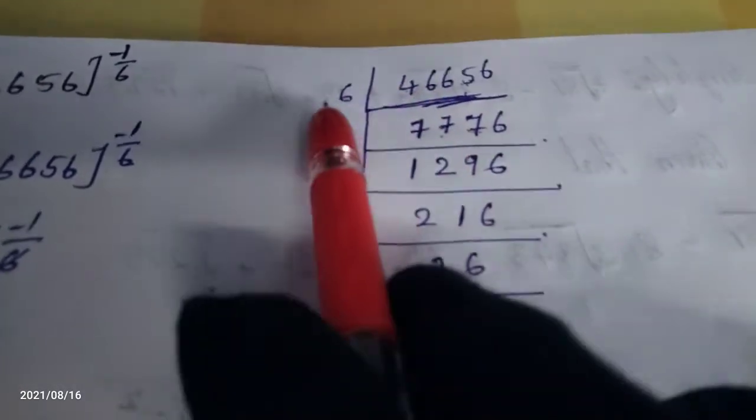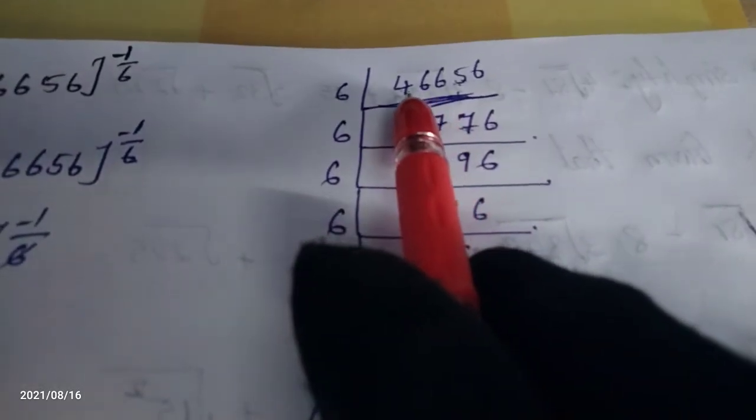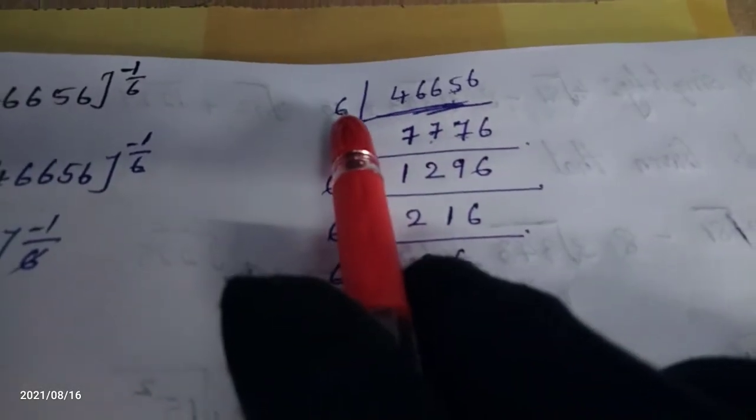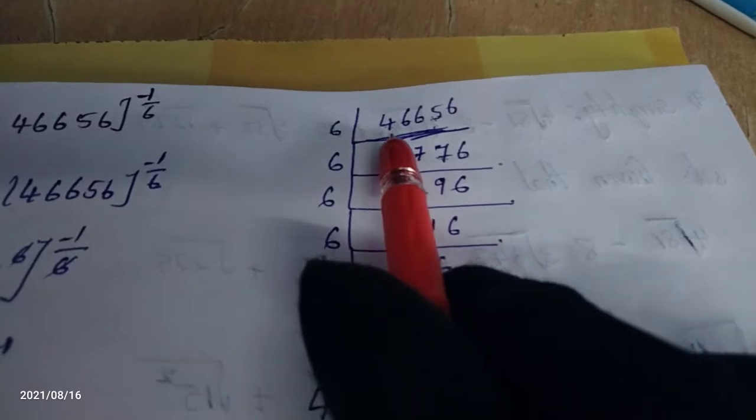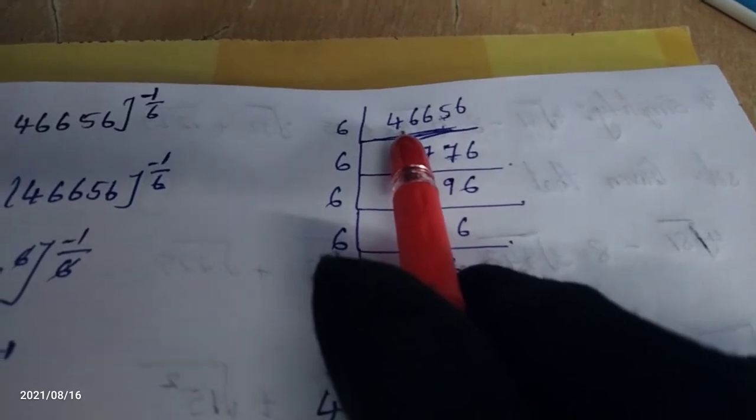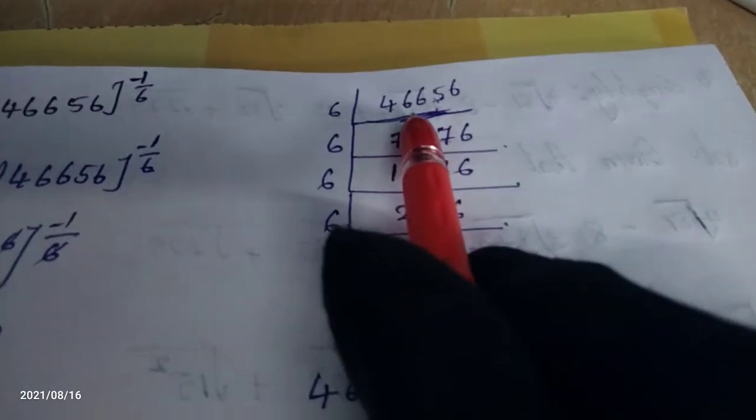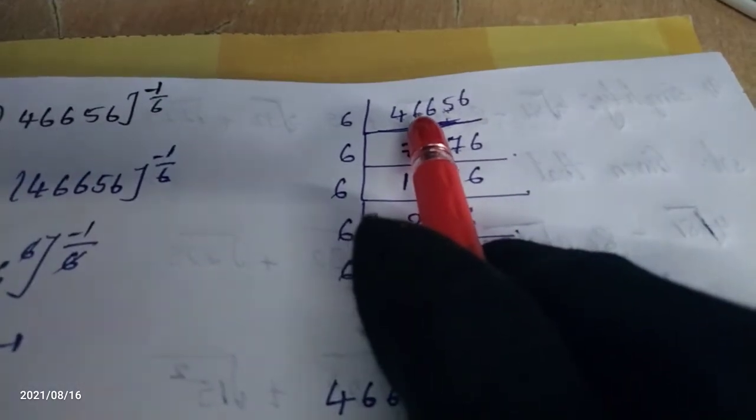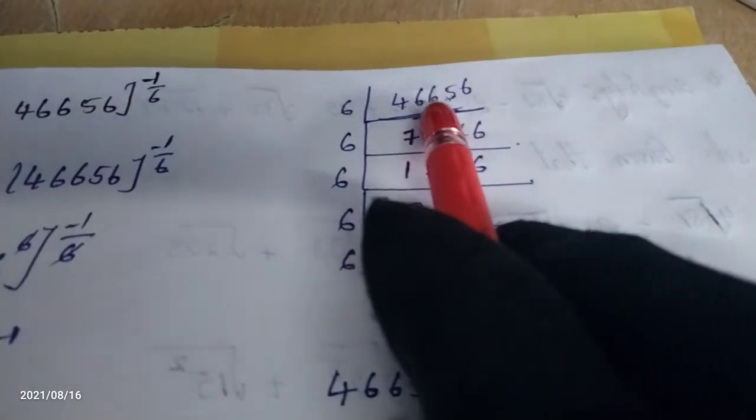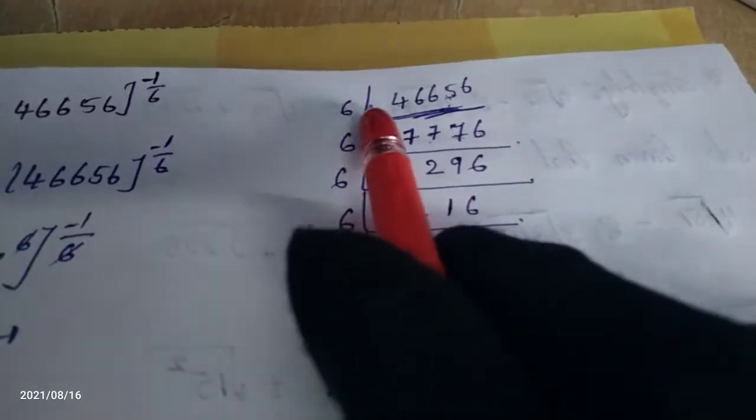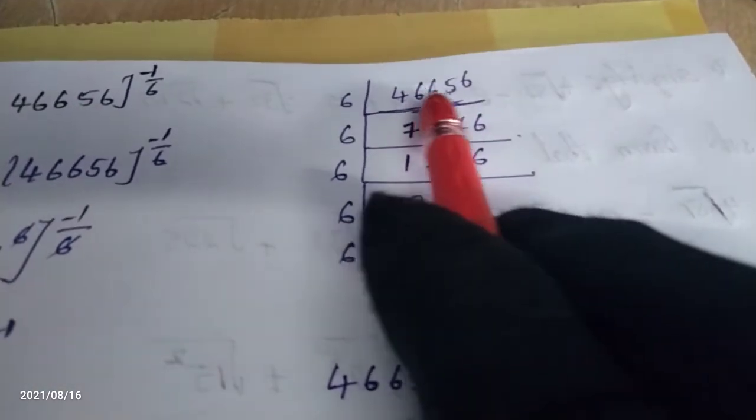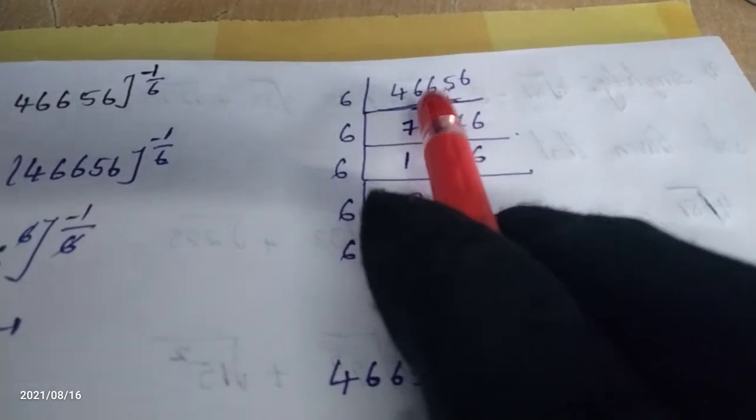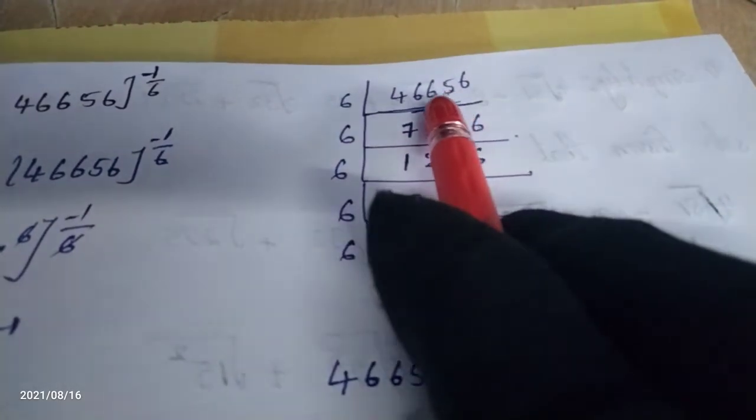Is 46 divisible by 6? No, it is not divisible, so we take the smaller number, 42. When we get 42, 6 7s are 42. How much is left here? 4 is left. Again we get 46, which means 6 7s are 42. Again how much is left here? 4 is left. Okay, 4 means 45 now.